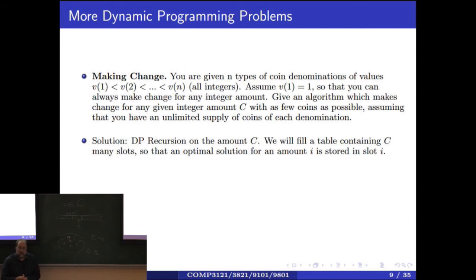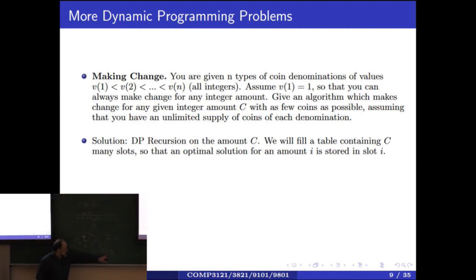Why is this so? Why, if I throw out one coin of value Vm, does the remainder have to be an optimal solution for the value c minus Vm? Well, assume the opposite. It's the same trick, cut and paste. Assume that there is something better. So here we use 1, 2, 3, 4, 5. Assume that there is a solution with only four coins also for the amount C minus Vm. How do I derive a contradiction now?